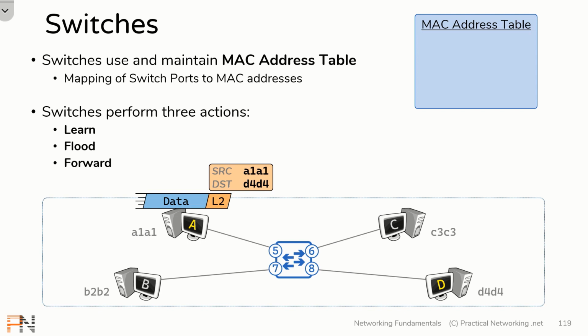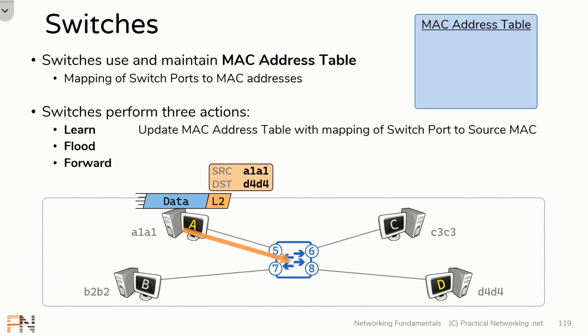So host A is going to start by putting this information on the wire. That will arrive on the switch on port 5. And this is going to allow the switch to perform its first action, which is to learn. The learning action has the switch update its MAC address table with a mapping of the switch port and the source MAC address of the received frame. Meaning, on port 5, this switch just received a frame with a source MAC address of A1A1, which allows the switch to update its MAC address table, indicating that the device on port 5 owns the MAC address A1A1.